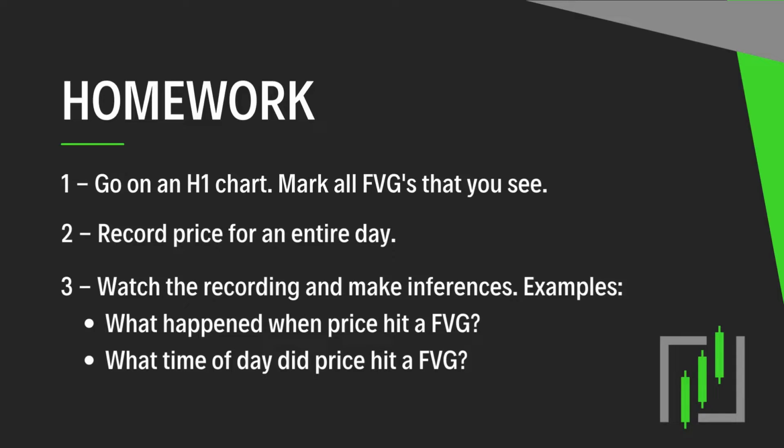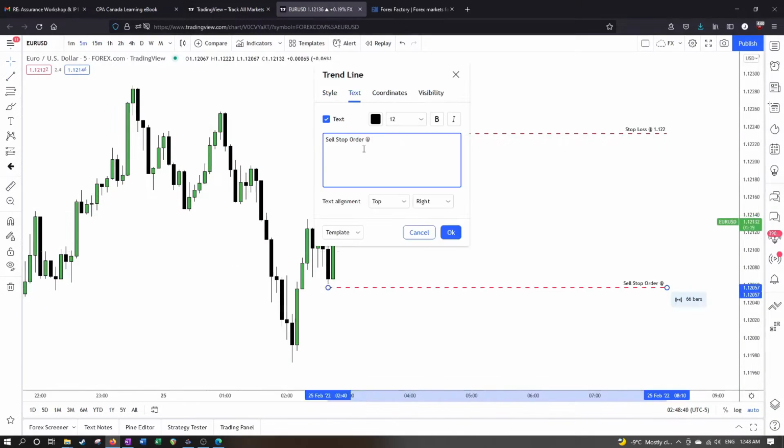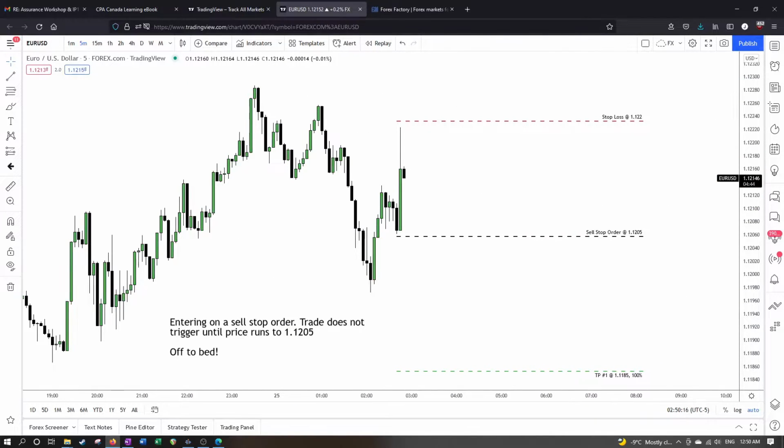What happened when price traded to a fair value gap? What time did price hit that fair value gap? What happens if a fair value gap forms on top of another fair value gap? These are just 3 inferences of many that you can make when you are reviewing your recording regarding fair value gaps. And it's not just fair value gaps that you can study.